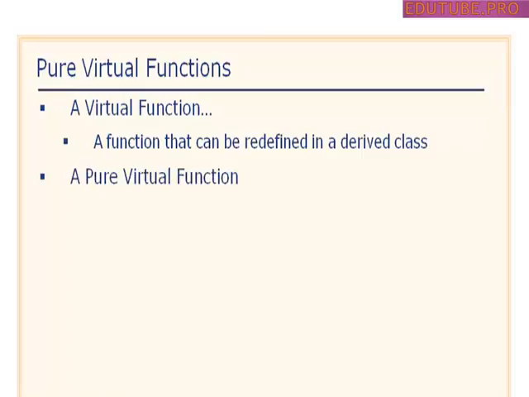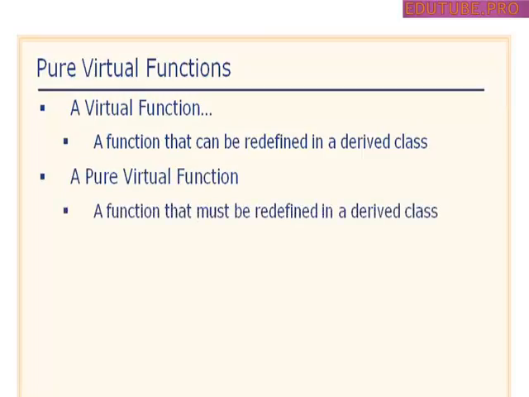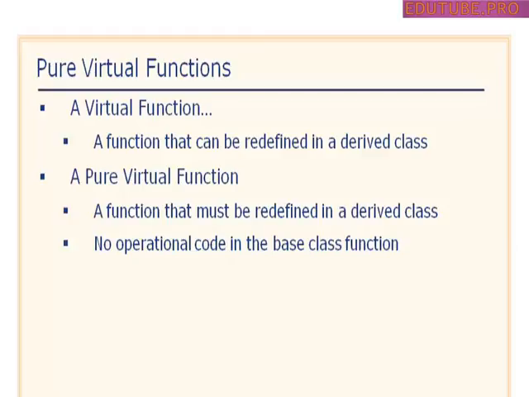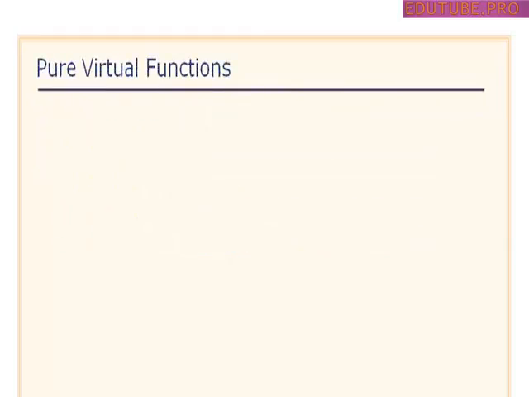Now, a pure virtual function takes this a step further. A pure virtual function is not a function that can be redefined in a derived class. It is a function that must be redefined in a derived class. We're going to put the signature, with a little extra stuff, on the pure virtual function in the base class, but we'll put no operational code whatsoever. So it's like a function without any code that runs when it gets called, all right? And so obviously you can't call that function. But that is a pure virtual function.